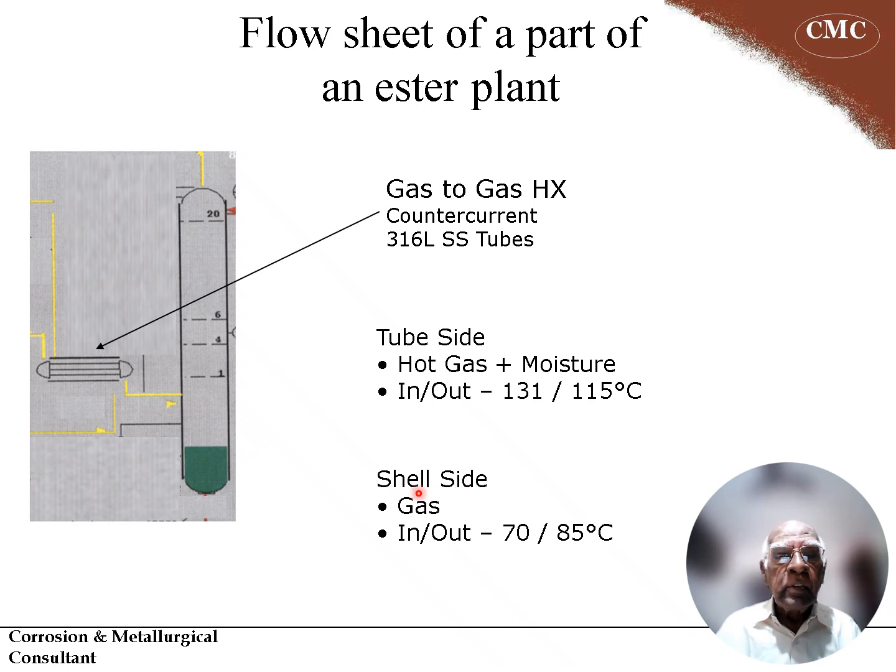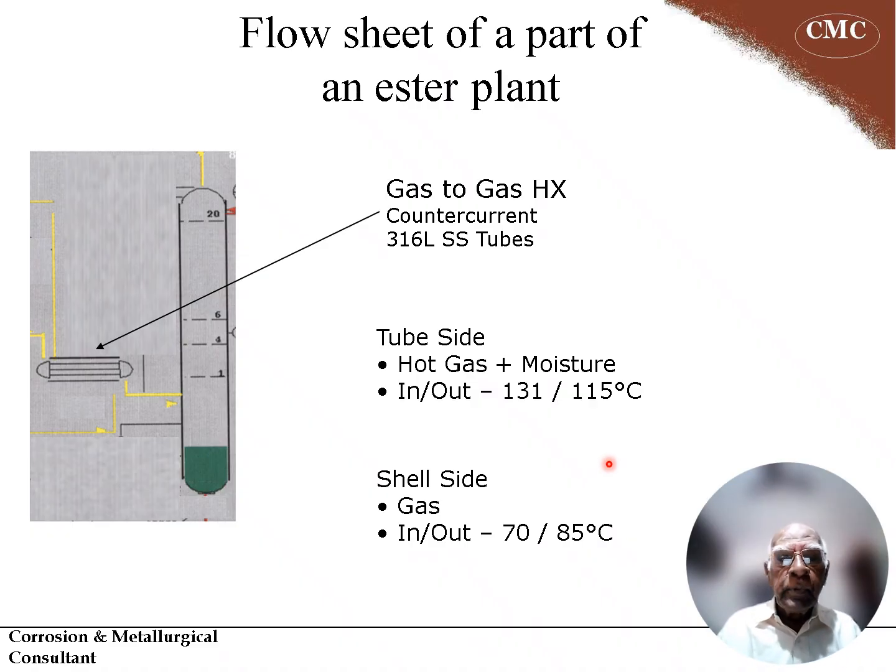This heat has gone to the input gas, that is on the shell side. The input gas on the shell side comes in a little bit above room temperature, 70 degrees, and gets heated up to 85 degrees. So the difference is, the tube side hot gas enters at a higher temperature and gets cooled to a lower temperature, whereas the shell side, that is the raw material gas, enters around 70 degrees and gets heated up to 85 degrees centigrade.